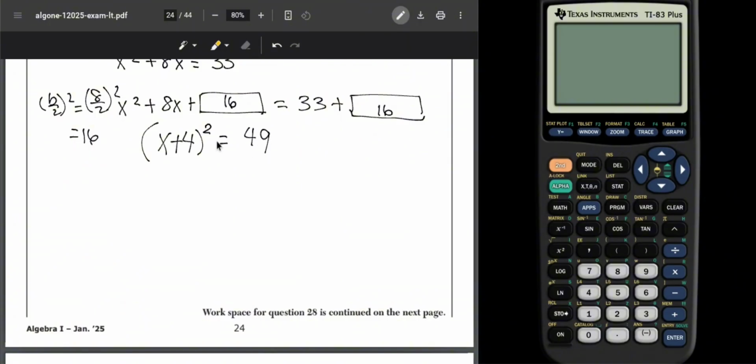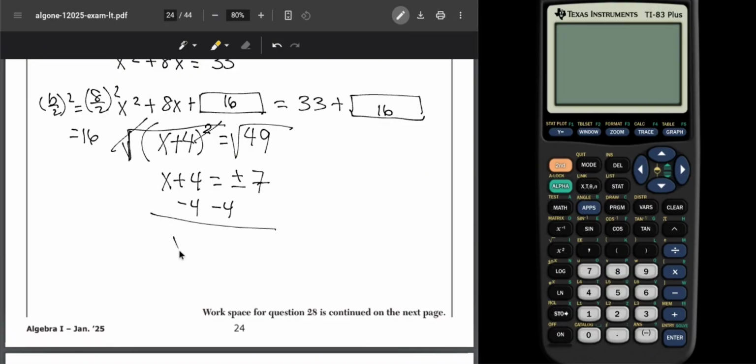Now I need to isolate my x in order to find the values of x. So I'm going to take the square root in order to remove my squared. So now I have x plus 4 is equal to, the square root of 49 is 7. But please do not forget your plus and minus, because you can do 7 times 7 and get 49, but you can also do negative 7 times negative 7 to be 49. So don't forget your plus and minus. Now I need to isolate my x, so I'm going to subtract 4 on both sides. And x is going to equal negative 4 plus or minus 7.